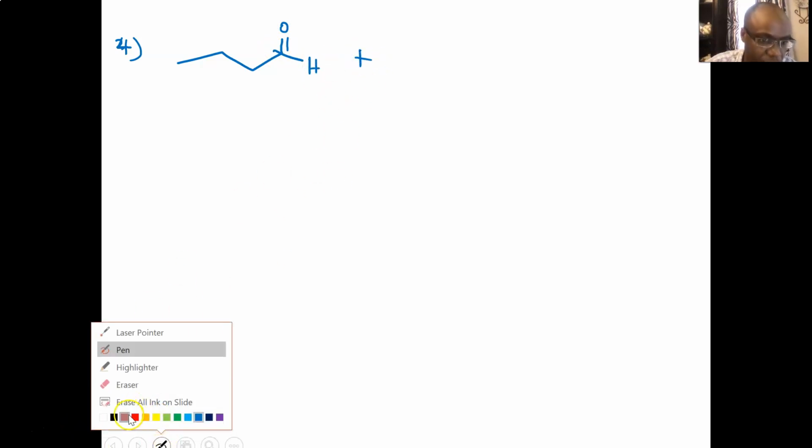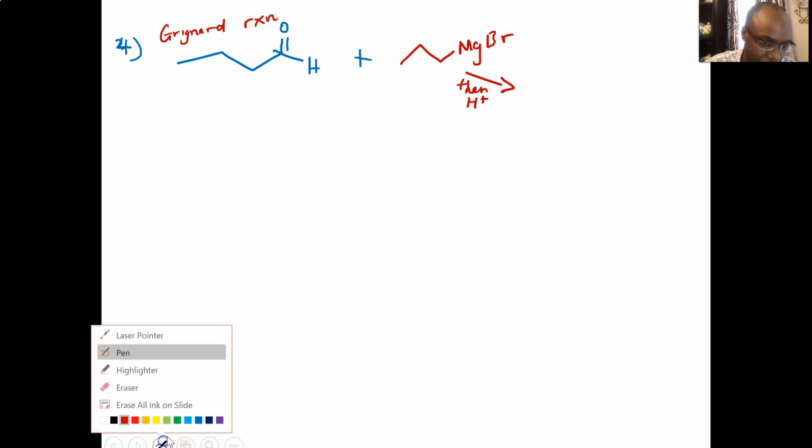So keeping on with the examples, I think we are on number 4. So if I give you this molecule and I tell you to react it with this molecule, what is the name of that reaction? So we'll quench the reaction with H+. What's the name of this reaction? This reaction is Grignard reaction, addition reaction across the carbon, carbonyl.